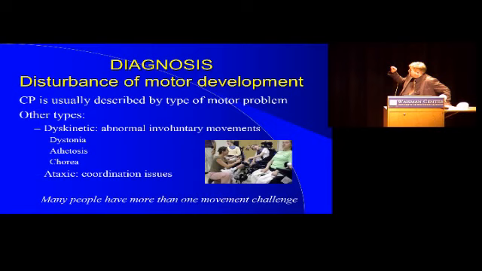Oh, and then, as I mentioned, there are people that have different kinds of movement quality, or the dyskinetic, which are extra involuntary movements that occur beyond what the person is trying to control. Many people have more than one type of movement problem, and you could have diplegia and hemiplegia and dyskinesia all together in the same person, and that happens commonly.